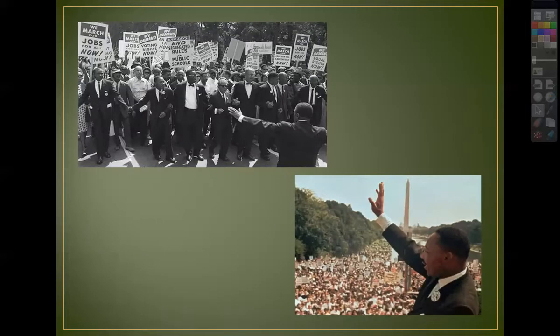And Martin Luther King Jr. was a prominent leader of the Civil Rights Movement. In 1963, more than 200,000 people participated in the March on Washington, where Dr. King delivered his I Have a Dream speech.